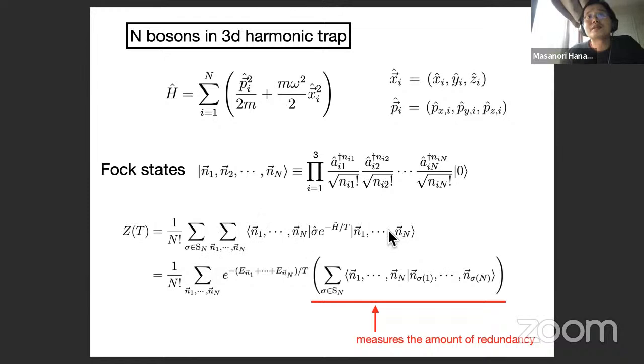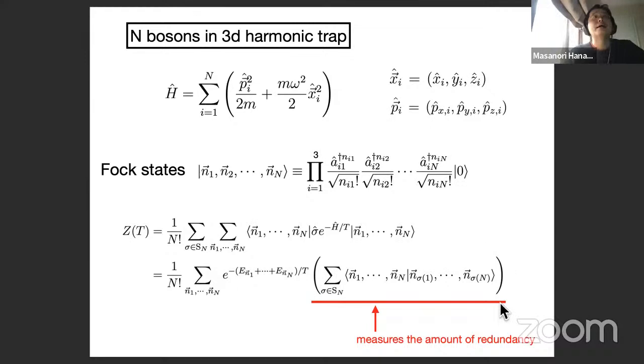This sigma hat is a group element which acts as a permutation of the N particles. And then this is a free Hamiltonian, so this exponential acting on the state just gives the sum of the excitation levels, and this sigma hat acts as a permutation. Let me exchange the ordering of this sum. This combination is very important: it measures the amount of redundancy.